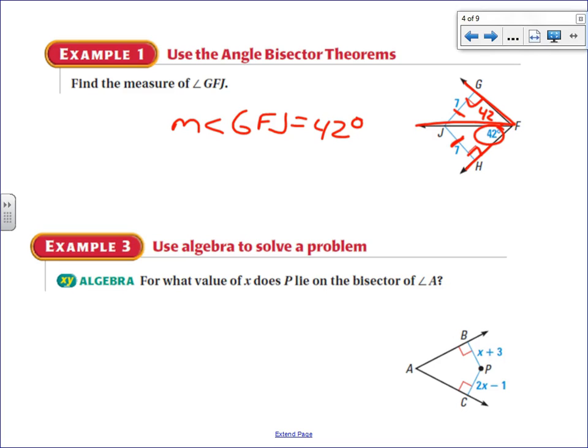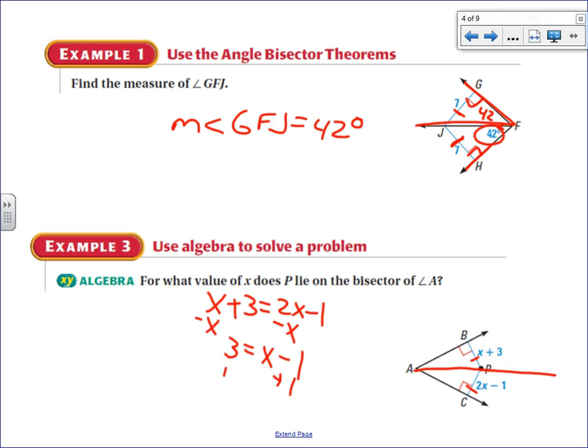And now, for what value of x does P lie on the bisector of angle A? Well, in order for it to lie on the bisector, BP would have to be congruent to CP. So x plus 3 would have to be equal to 2x minus 1. Do some algebra, and I get x equal to 4, in order to make those two congruent.